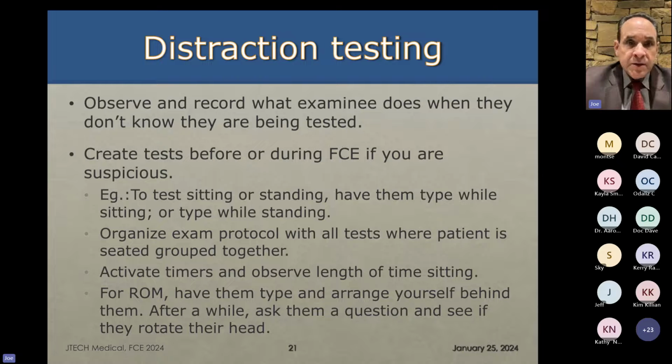We could also use a series of distraction testing. So again, if based on your physical examination, you're finding that there's a little inconsistency in this or that, maybe the cervical range of motion or the shoulder range of motion, you're observing what the examinee does when they don't know they are being tested. So pre-planned or on the spot, you distract that person so they don't know when they're being observed or specifically tested.